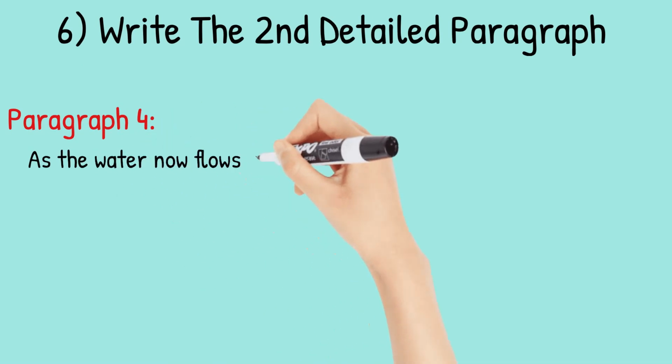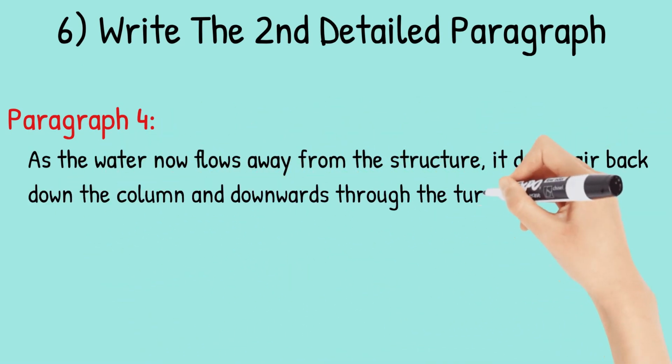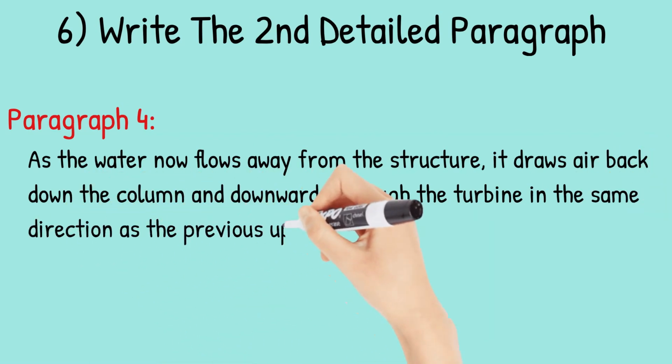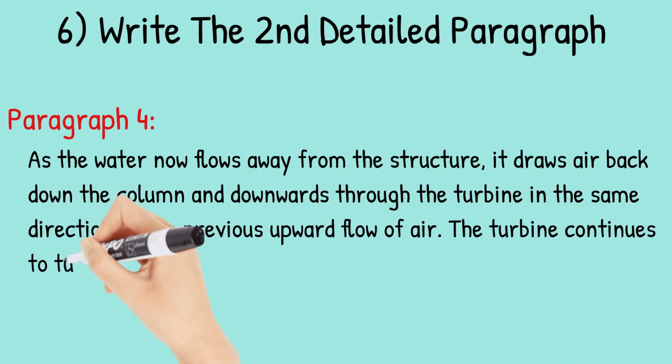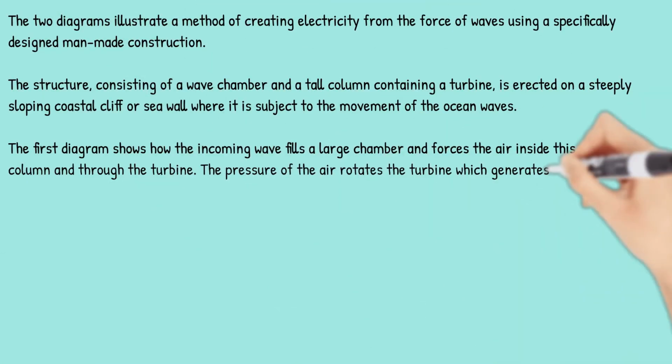As the water now flows away from the structure, it draws air back down the column and downwards through the turbine in the same direction as the previous upward flow of air. The turbine continues to turn, thus generating even more electricity. Here are the 4 paragraphs brought together to create a finished essay.